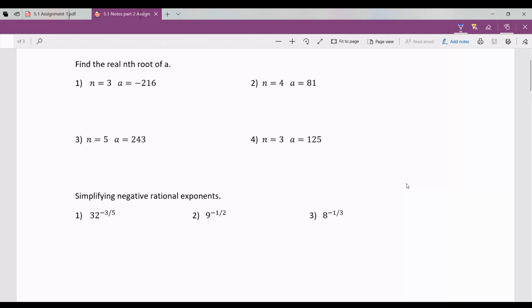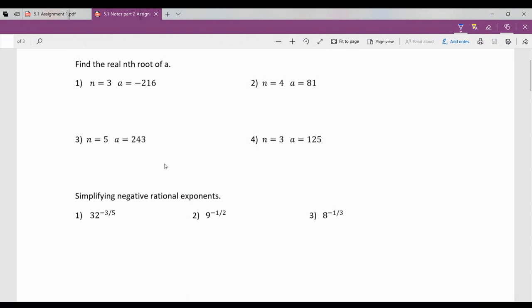So today we're going to be doing part 2 of 5.1. This is a mix-up of solving with rational exponents, simplifying when you have negative rational exponents, and just going about solving roots as well.